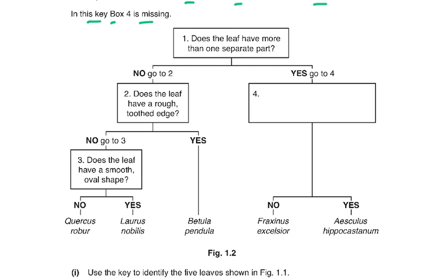I'm letting you go through it and then write your answers. It says, does the leaf have more than one separate part? No, go to 2. Does the leaf have a rough toothed edge? Go to 3. Now, does the leaf have more than one separate part? Yes. Go to 4. So, what do you write in this box?